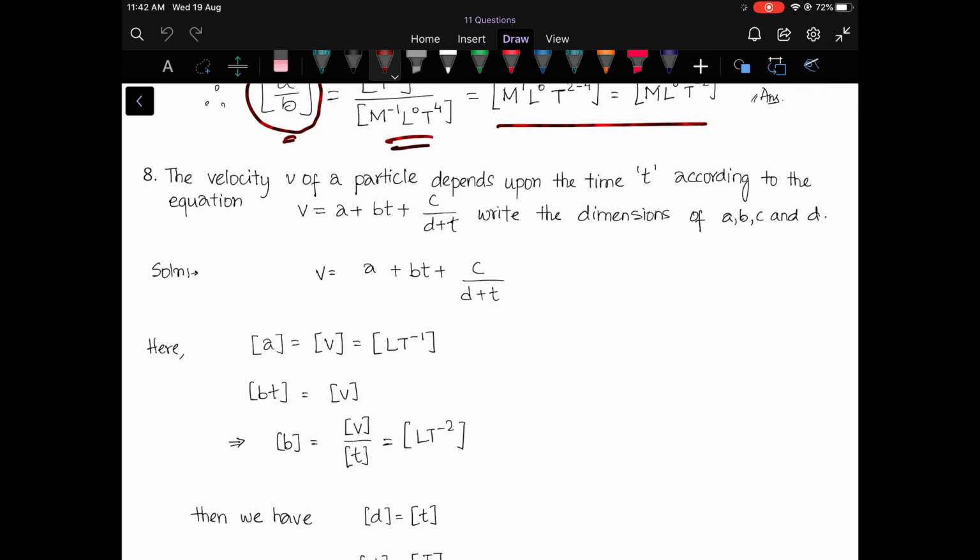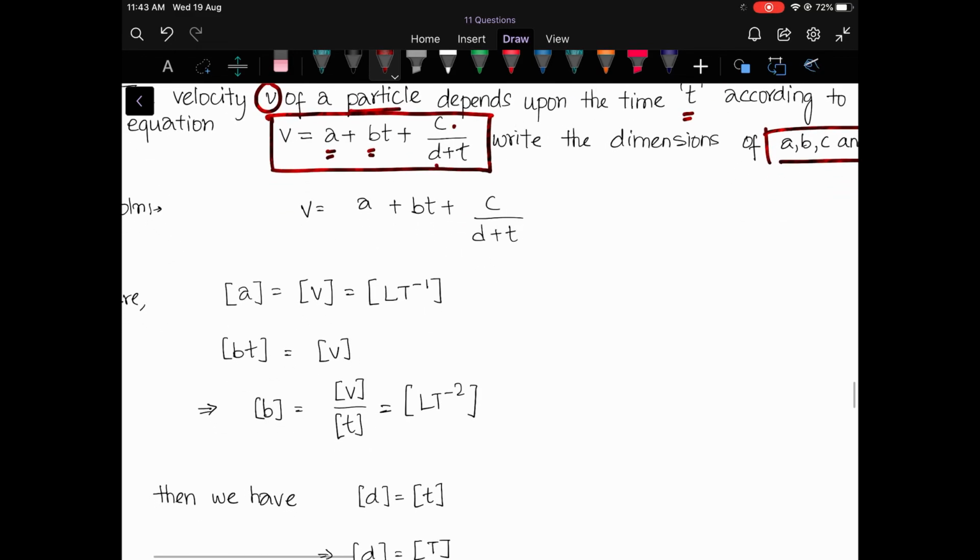The next problem, the question says V is the velocity of a particle and it depends on time, T is time. The equation relating the velocity and time is this, where they have given A, B, C and D, and the question is to find the dimensions of all these A, B and C and D. Now from here I can easily tell you dimension of this must be equal to dimension of velocity, dimension of this also must be same as velocity, dimension of this whole thing is also equal to dimension of velocity, because they are different terms in this equation.